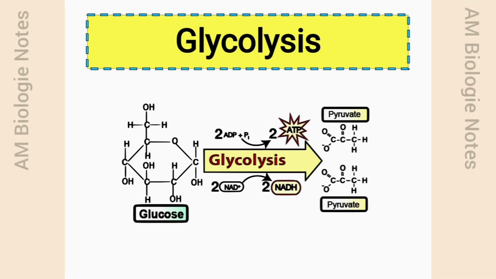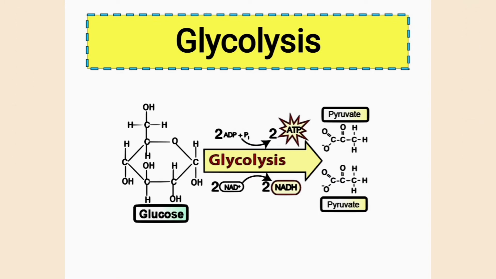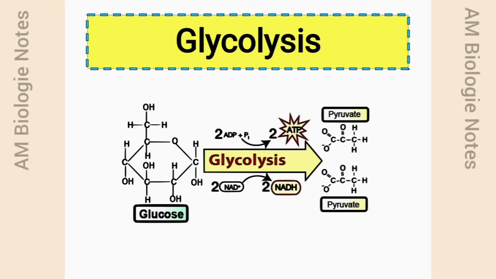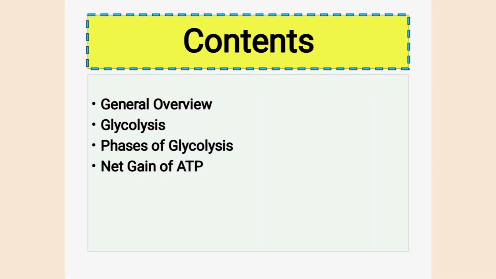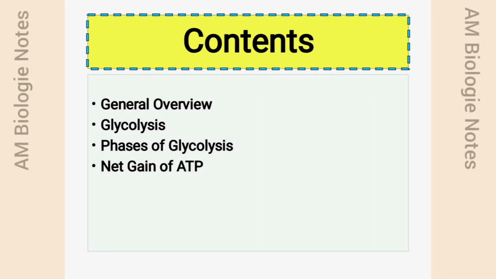Today I will discuss the glycolysis pathway that is employed by all tissues for the oxidation of glucose to provide energy and intermediates for other metabolic pathways. Contents of the video include general overview, definition of glycolysis, steps of glycolysis process, and overall balance sheet to show a net gain of ATP.